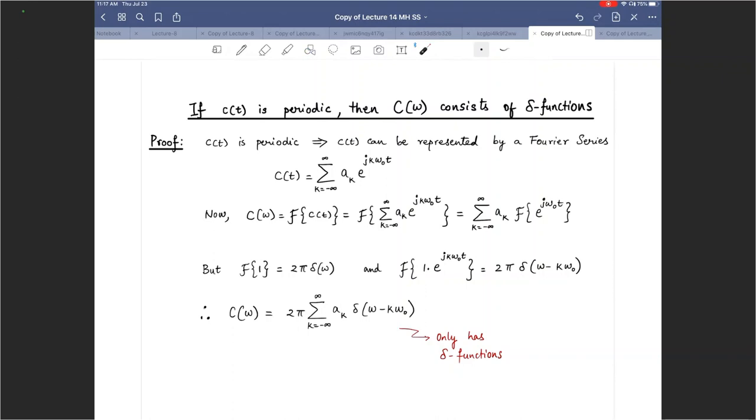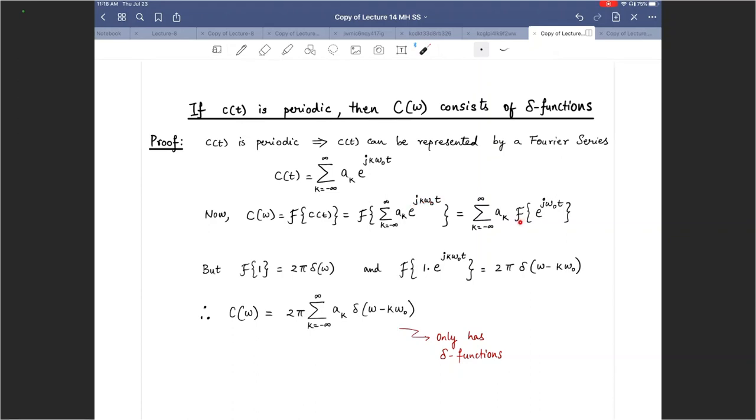The statement here is if C of t is periodic, then cap C of omega consists of delta functions. We can prove this using the exponential Fourier series. C of t is periodic, which implies that C of t can be represented by an exponential Fourier series as a summation for all k, a sub k e to the j k omega naught t, where omega naught is 2 pi divided by cap T, where cap T is the time period of this periodic signal, C of t. Now, if we take the Fourier transform of C of t, which is C of omega, we get the Fourier transform of all these exponential Fourier series: summation a sub k e to the j k omega naught t. a sub k doesn't depend on t. The only function that depends on t, which we need to consider for applying the Fourier transform, is e to the j k omega naught t.